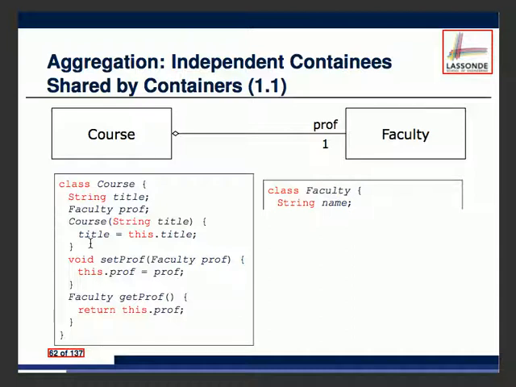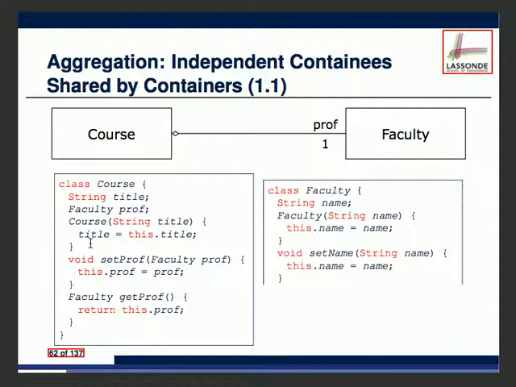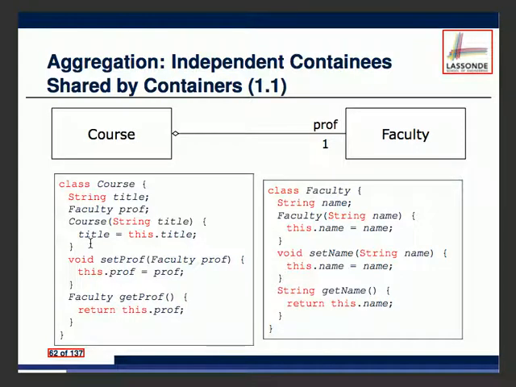And this one here, we simply say each faculty has a name. And then we can initialize the faculty member objects using the name. And we can set the name to be some name. And we can also get a name. Okay? So these are the two simple classes we have.